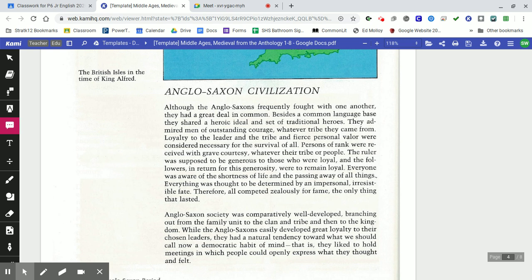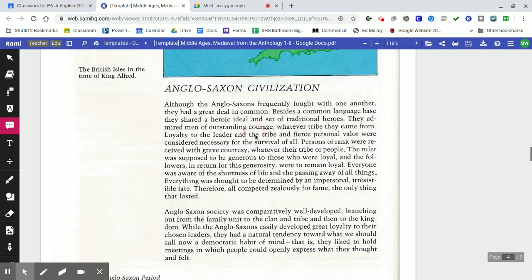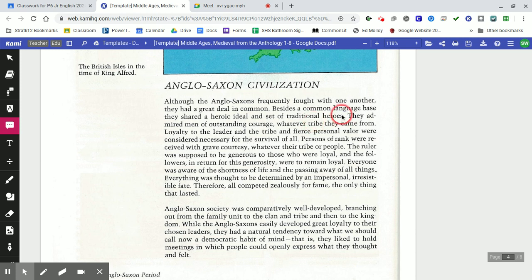All right, so you wrote some notes in your notes for that section. The next section will be Anglo-Saxon civilization. Although the Anglo-Saxons frequently fought with one another, they had a great deal in common. Besides a common language base, they shared a heroic ideal and set of traditional heroes. And we're going to be talking about the heroic ideal.